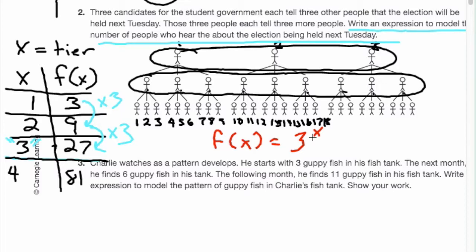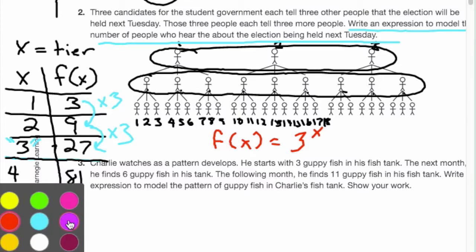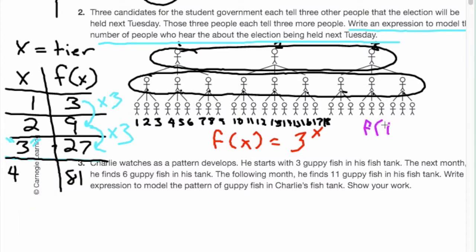Would that work? Well, yes, it would. Take a second to think about it. I think it would, because when you fill those numbers in there, that's the number that you get.